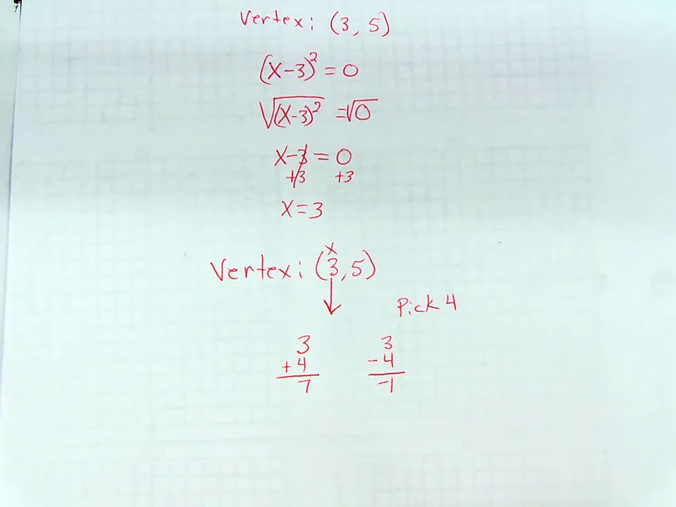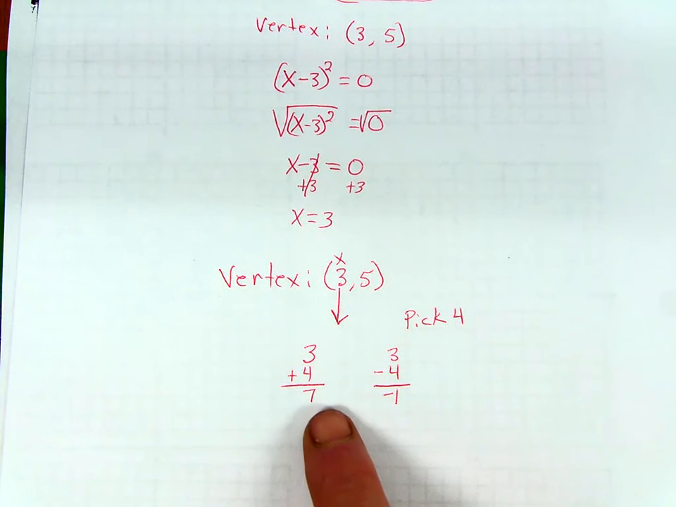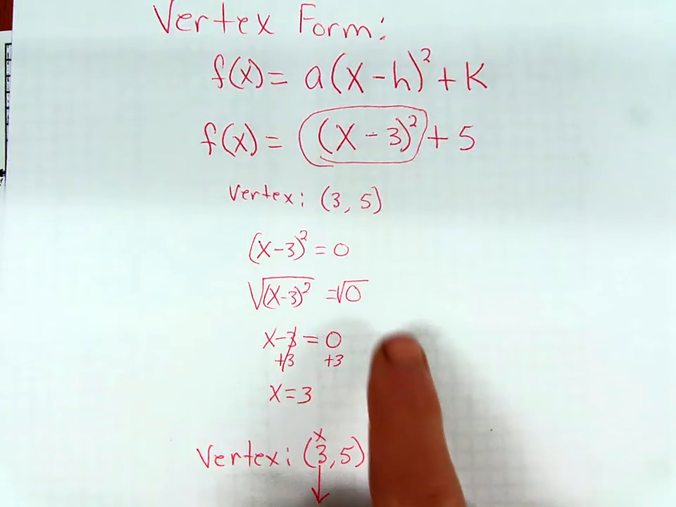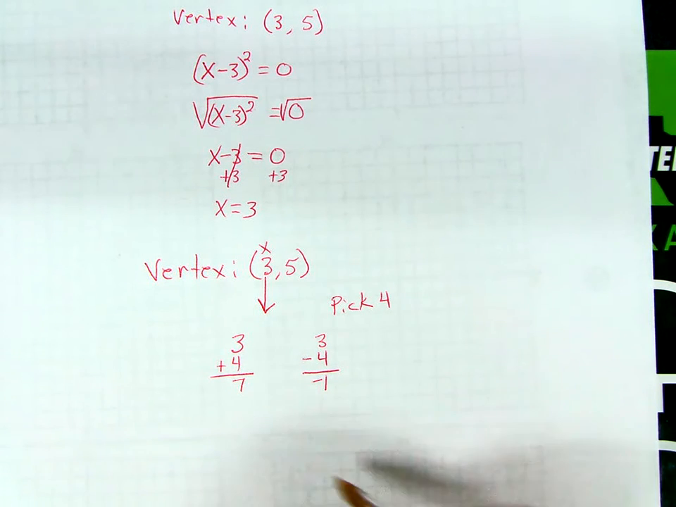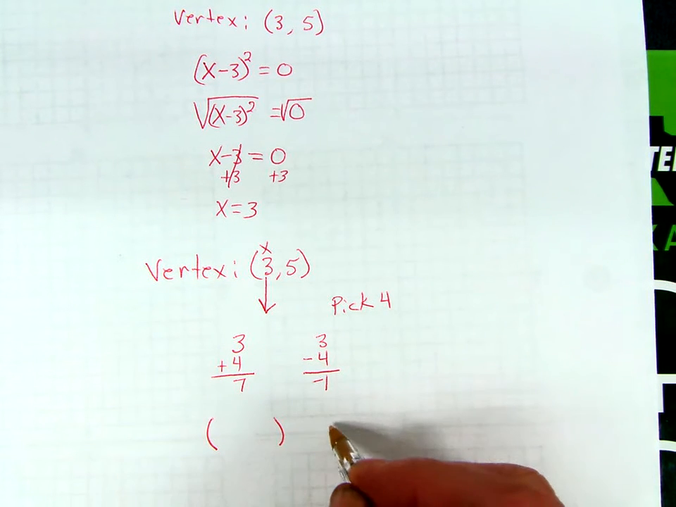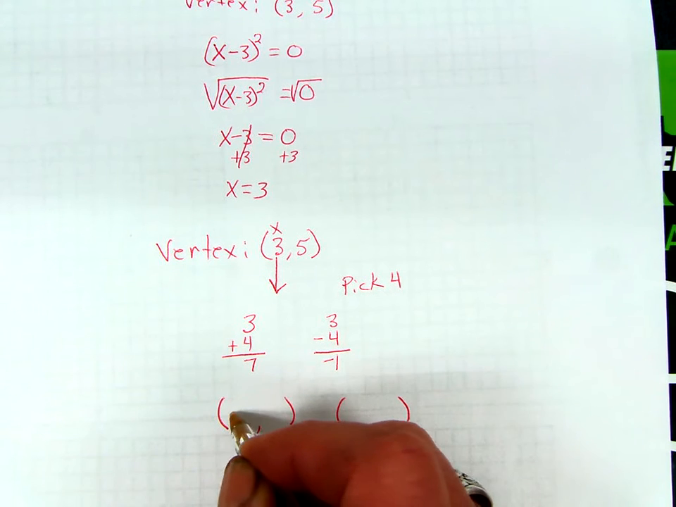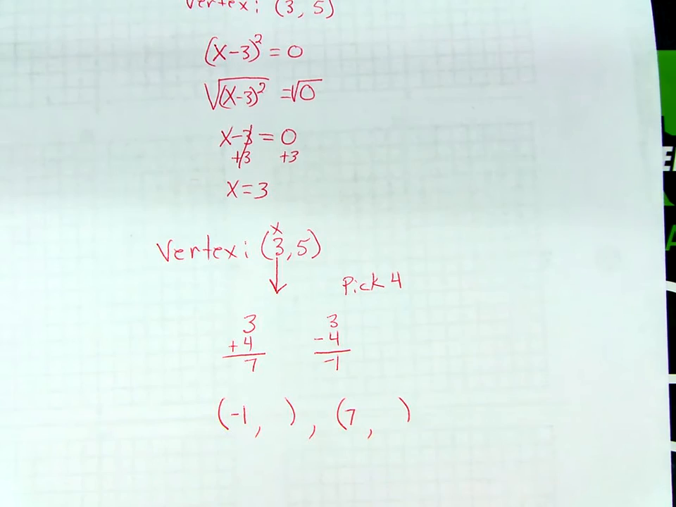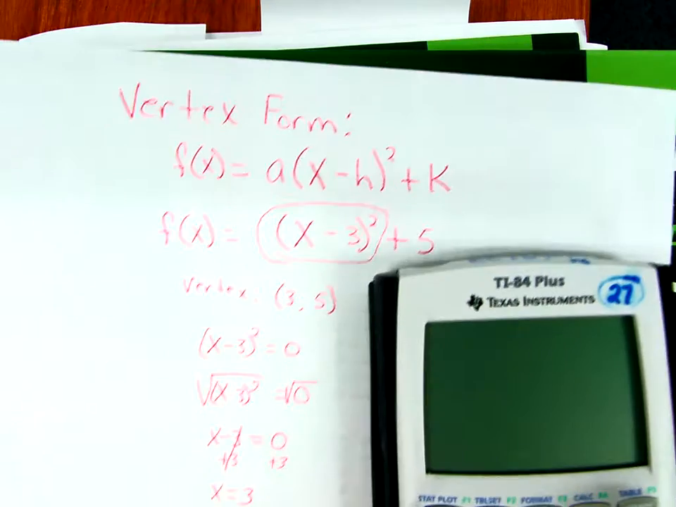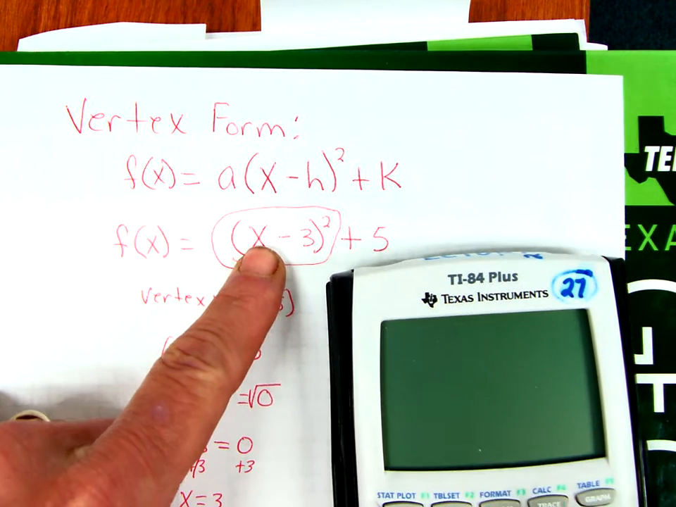But now I need to calculate the y's. The y's will not be 5. I need to take these two numbers, plug them in here one at a time, and solve it to get my y values. So I'll go ahead and set my points up here. The x in the first one is going to be -1. The x in the second one is going to be 7. You always write the smallest one first. And now here we go. Here's the function. I need -1 right there for the first one.